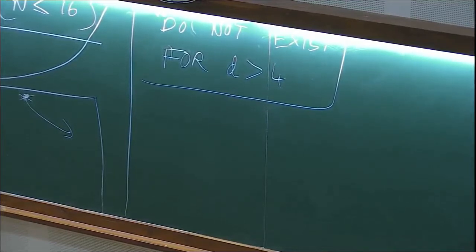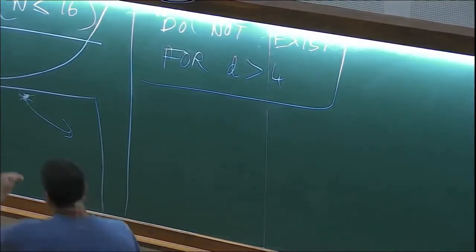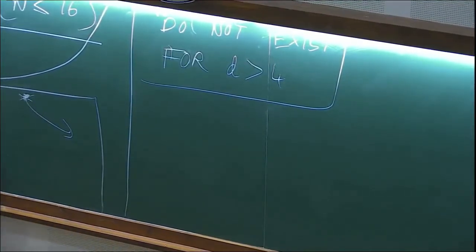So if supersymmetric theories exist in the window above 4, in the window 5, 6, 7, 8 up to 10, then they have to be defined by a more sophisticated procedure, namely flows away from superconformal fixed points.